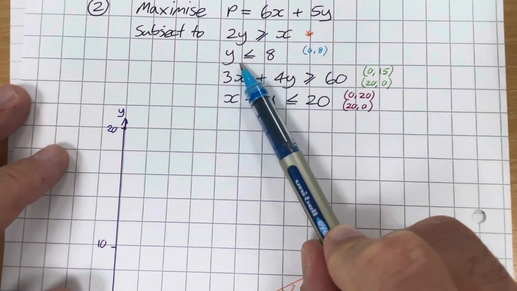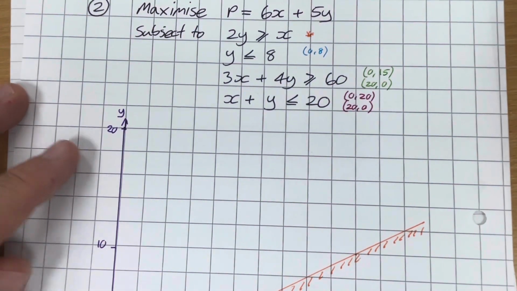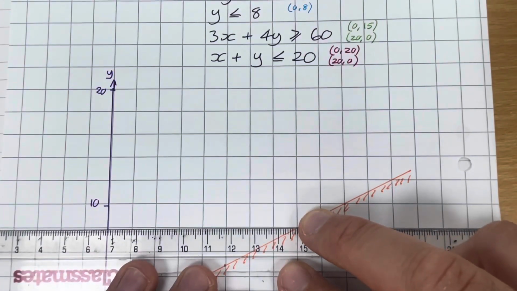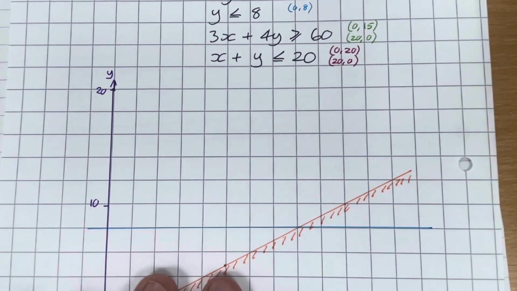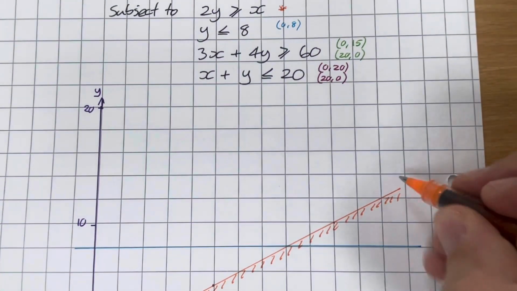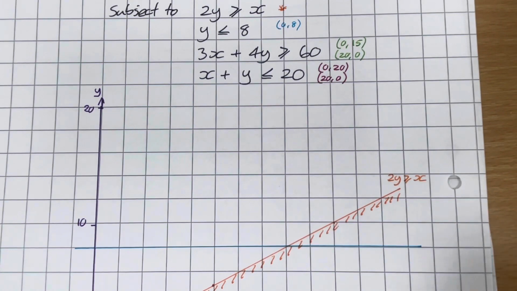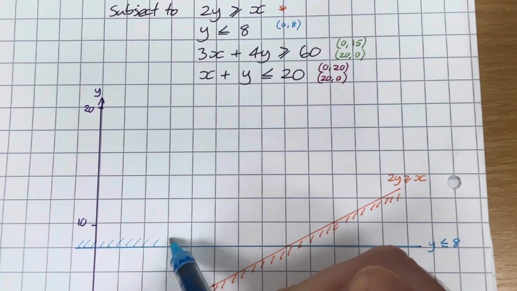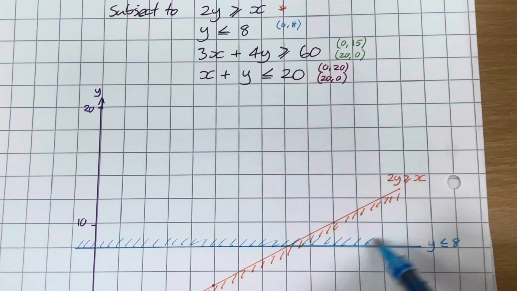Okay, the blue one here, y is less than or equal to 8. This only goes through the y-axis, doesn't cross the x-axis at all, and that's because it's a horizontal line. So it's easy to draw. Oh, I didn't label my orange one. That's 2y is greater than or equal to x. This one is y is less than or equal to 8. So therefore I'm going to hash out the top because I want values to be less than or equal to 8. So I'm not interested in anything above that.